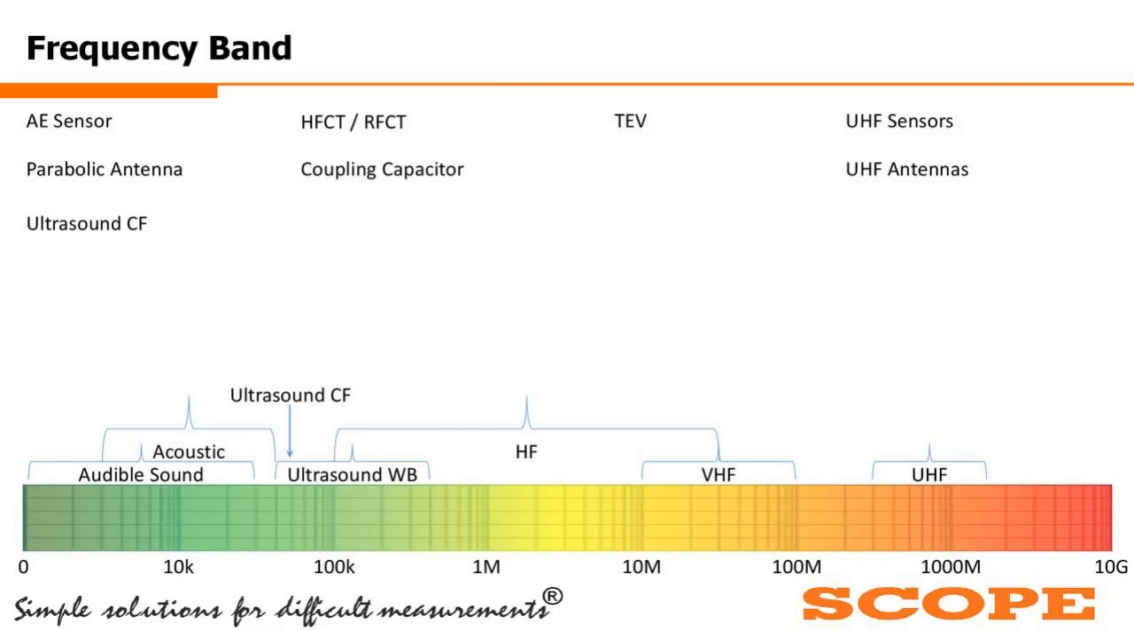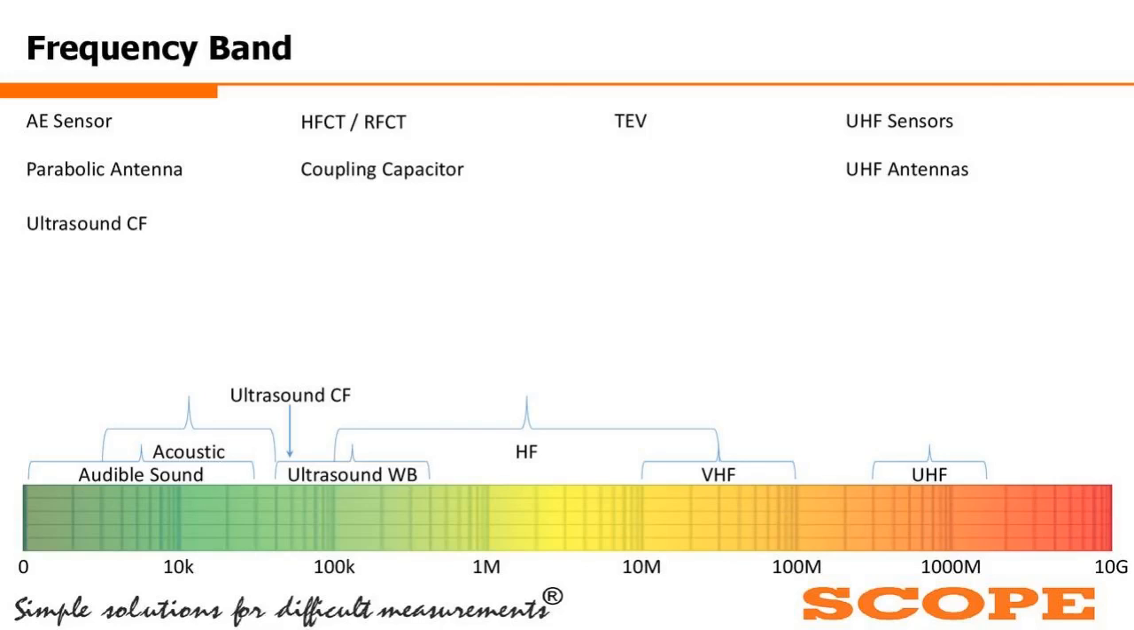The acoustic sensors, or the ultrasound wideband ones, generally go from 30 kilohertz to 300 kilohertz. Then you have the acoustic sensors, which are from 2 kilohertz to 31 kilohertz. This acoustic band is almost in parallel with your audible sound region. It lies in there. Then you have your ultrasound center frequency kind of sensors. They generally work at a center frequency of 40 kilohertz.